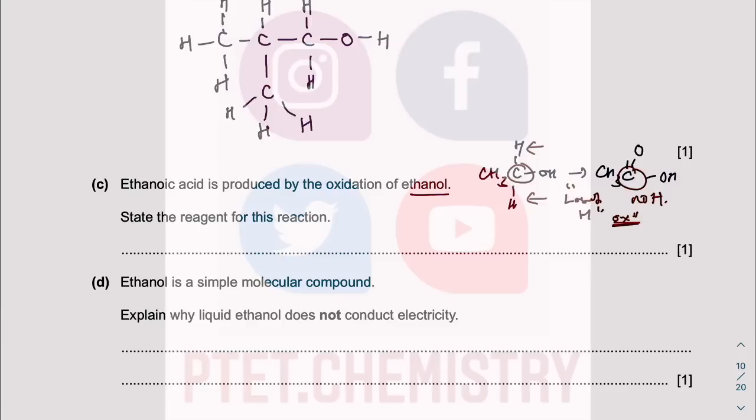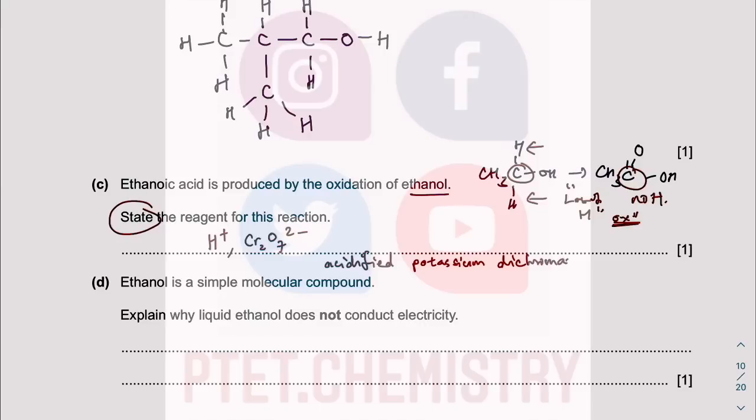So you need an oxidizing agent. So you want to state, if I were you, I will remember this H plus and Cr2O7 2 minus. So this is typically what you call acidified potassium or sodium dichromate 6.